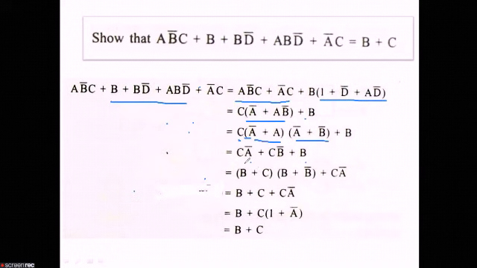Next, from here we can write B + C(B + B̄) + CĀ. From here we can write B + C + CĀ. We are taking C as common, so it is C(1 + Ā). So this one is nothing but B + C. This whole expression has come down to the small expression B + C. So it is proved that it is B + C, which is nothing but the reduction of the hardware.